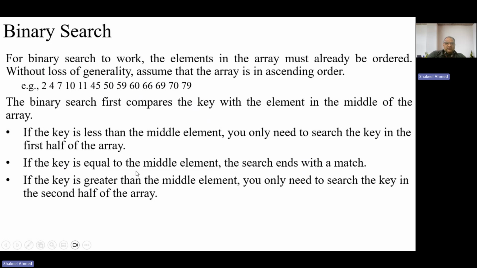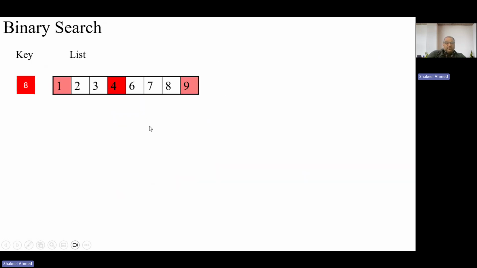So if the key value is the middle element, the search ends with a match. If that element is directly the middle element, that's it. If the key is greater than the middle element, you need to search for the key in the second half of the array. So you will look in the second half. Let's see an example here with the animation.